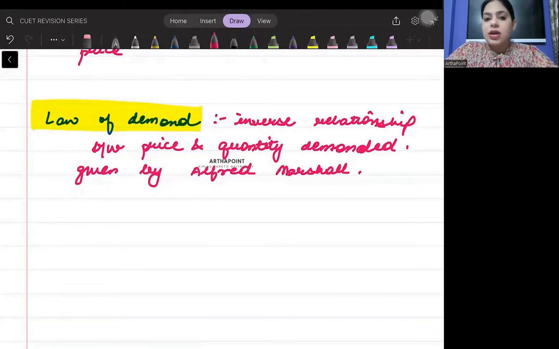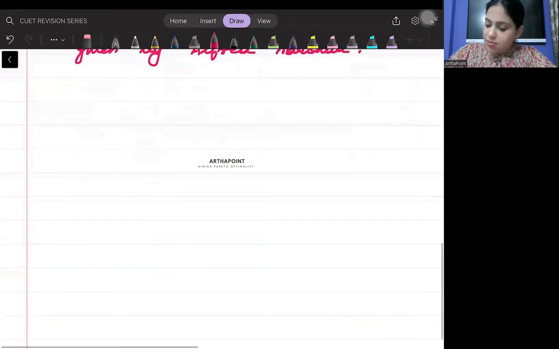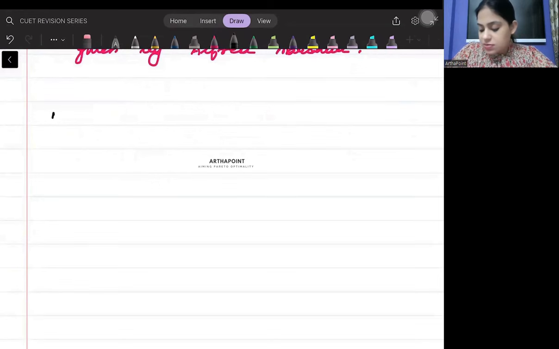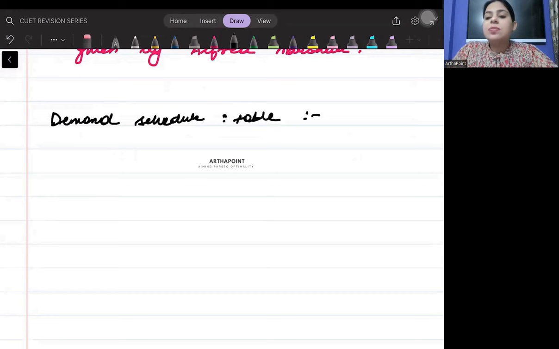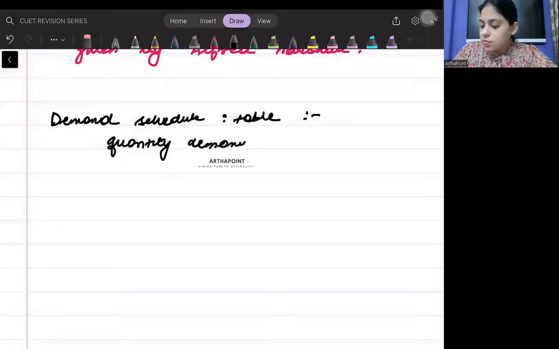Okay. Now, the next thing that you have to try and understand is that for demand, there is something called a demand curve or demand schedule. तो देख लो इसको क्या है बेटा. Demand schedule. It is a table. This table presents the quantity demanded at different prices.